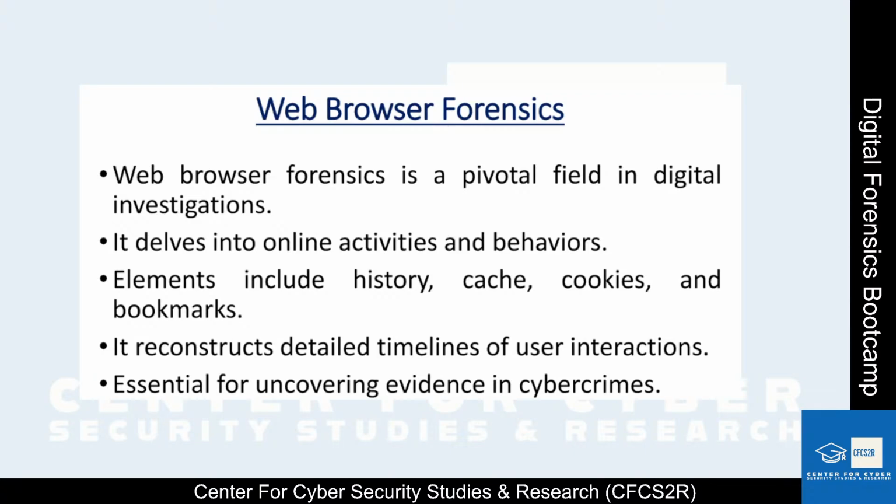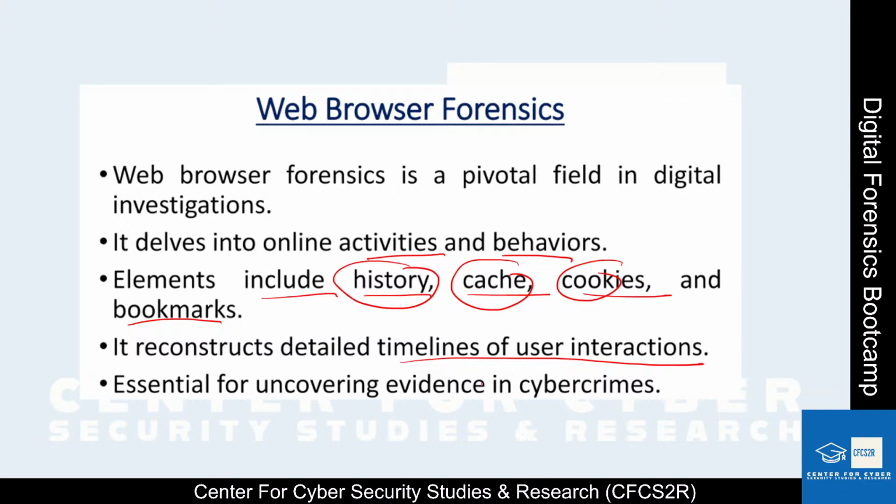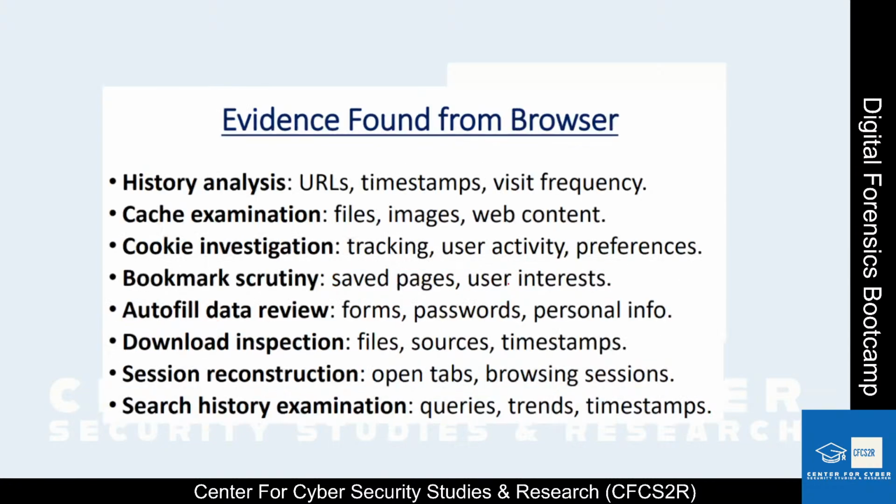Because everyone is using the internet, and the internet is like a free tool for everyone to learn anything. So web browser forensics is an important tool. It delves into online activities and behaviors. Elements include history, cache, cookies, and bookmarks. So what is available to you? You can find history, cache, cookies, and bookmarks. It constructs detailed timelines of user interactions, essential for uncovering evidence in cybercrimes. So web browser forensics is playing an important part.